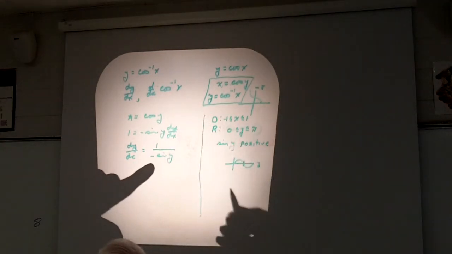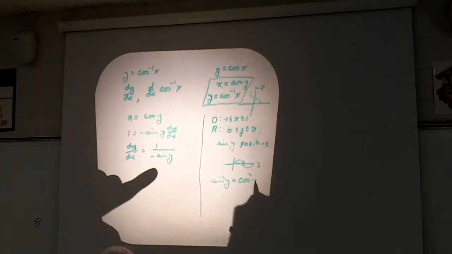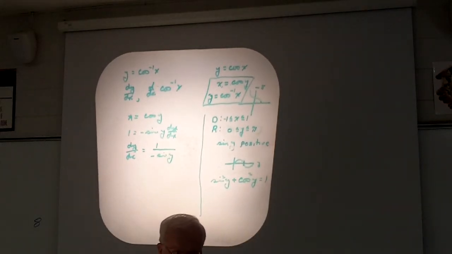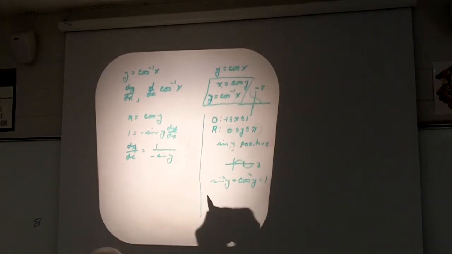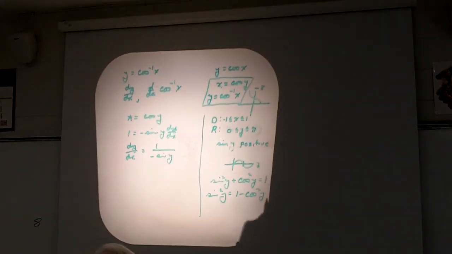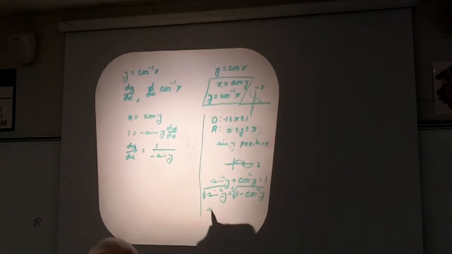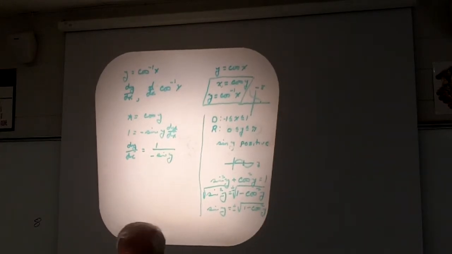There's a little more doodling on the side here. I know that the sine squared of y plus the cosine squared of y is equal to 1. We know that kind of stuff. Now I'm going to take this here. This is going to be the sine squared of y equals 1 minus the cosine squared of y. Take the square root of both sides, and this becomes plus or minus. So the sine of y equals plus or minus the square root of 1 minus cosine squared of y. Questions on that?